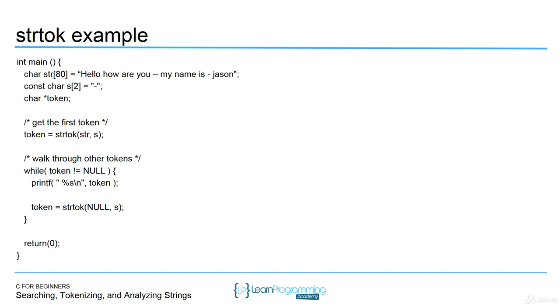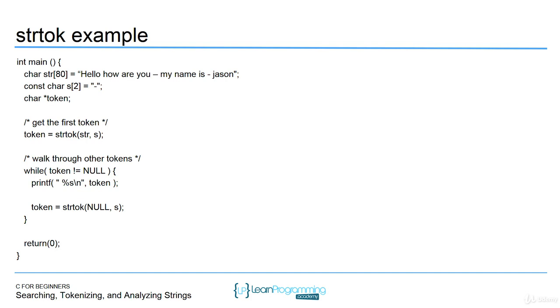So that's why we have a while loop here. We say while the token is not equal to null, print out the token. And then we get the next token by calling strtok. We pass null as our first parameter and s as our second parameter. And then we display it.